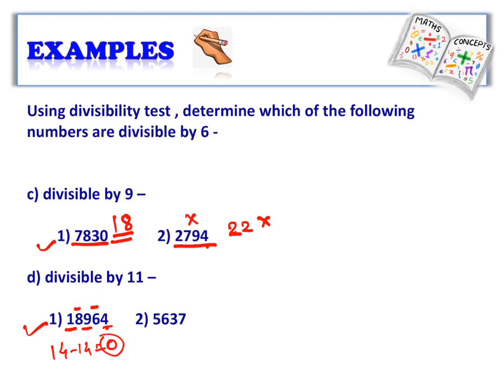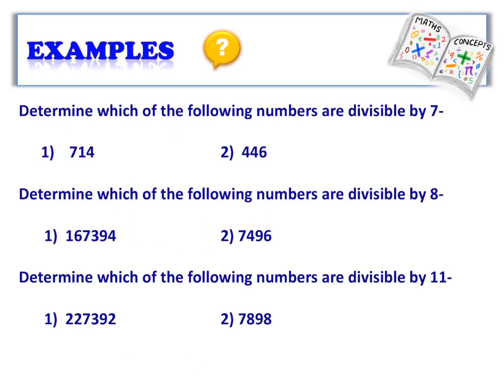Now next example, 5637. Addition of numbers at odd places, 5 plus 3, 8, and addition of numbers at even places, 6 plus 7, 13. 8 minus 13, or 13 minus 8, is 5, which is not divisible by 11, and we can say that this number is not divisible by 11.